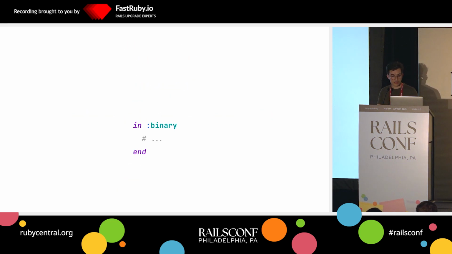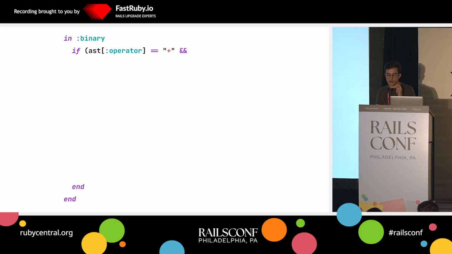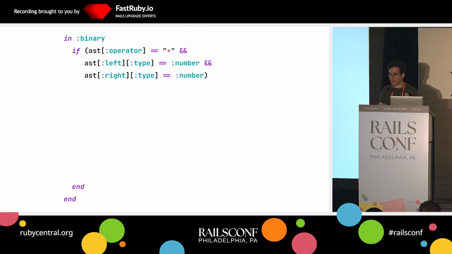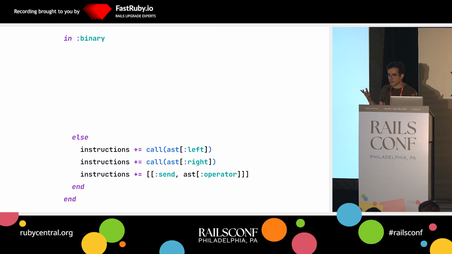So in our compiler, specifically in the binary branch, we used to have this. Now let's say we want to make addition faster for some reason. So we check if the operation is an addition and we have a number on the left side and a number on the right side, then instead of doing what we did before, we'll do this. We add the putobject instruction, but we'll sum the values right away in the compiler and put that onto the stack. So in a way, we are interpreting inside the compiler now. But if it's not an addition of numbers, we'll do what we did before.